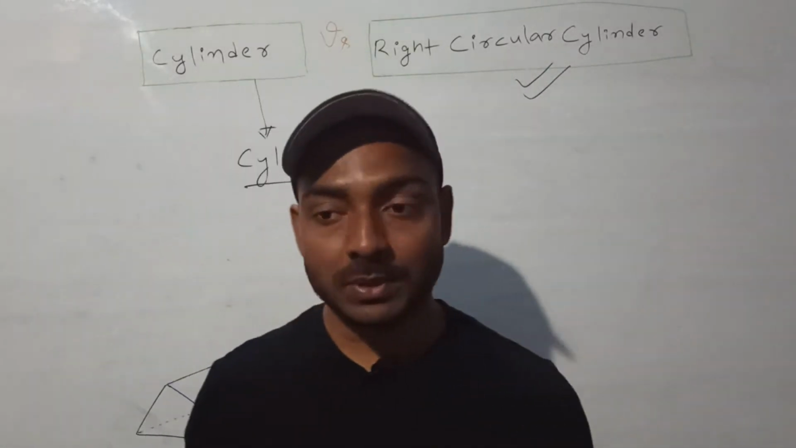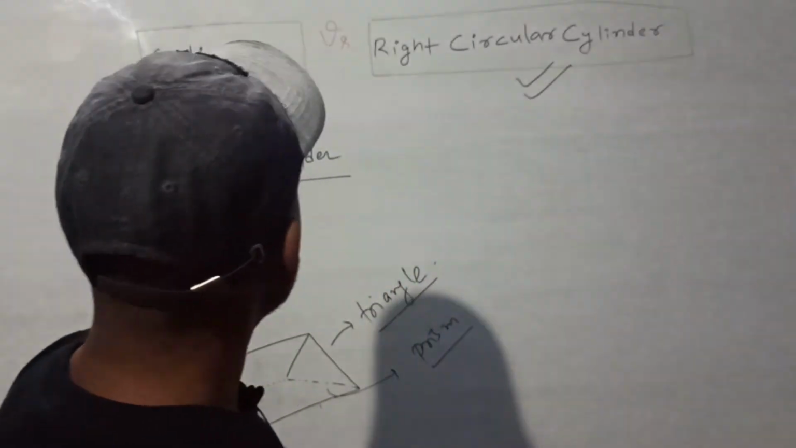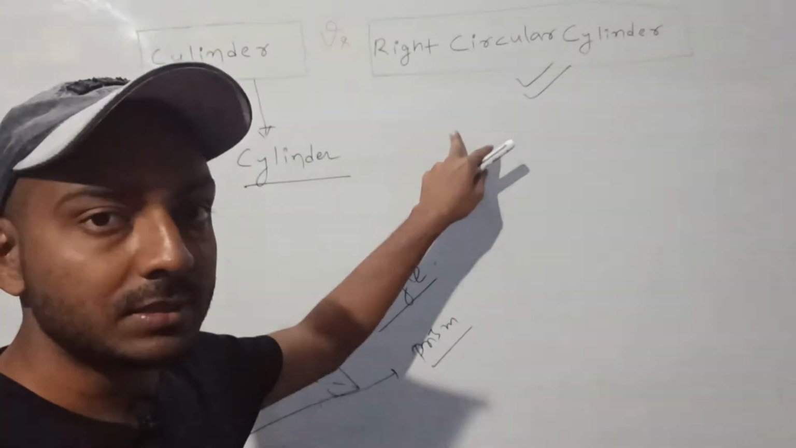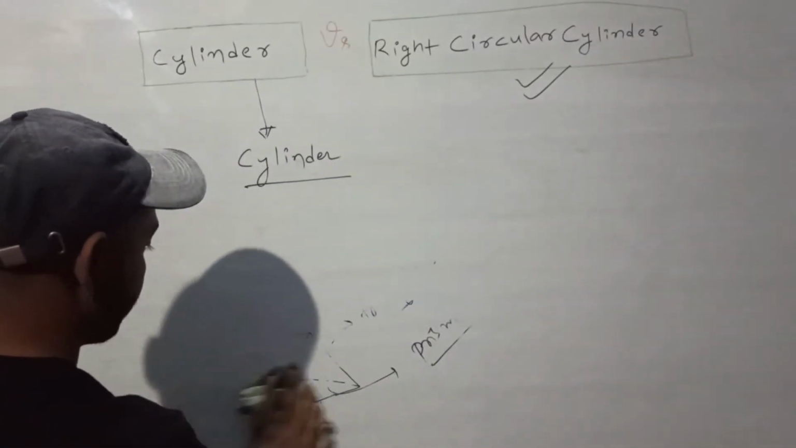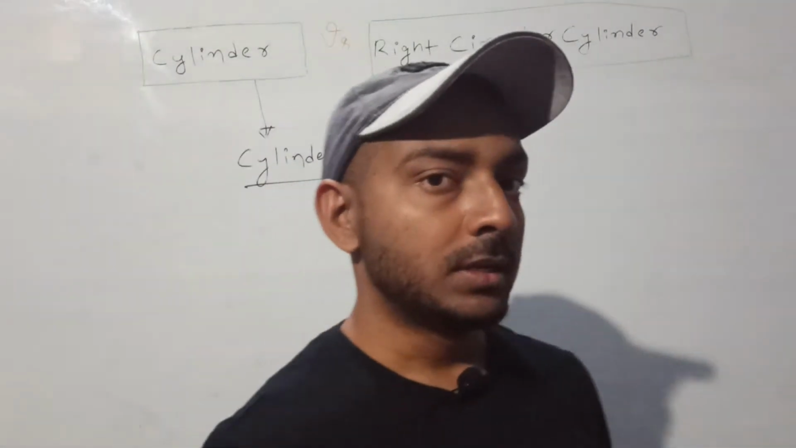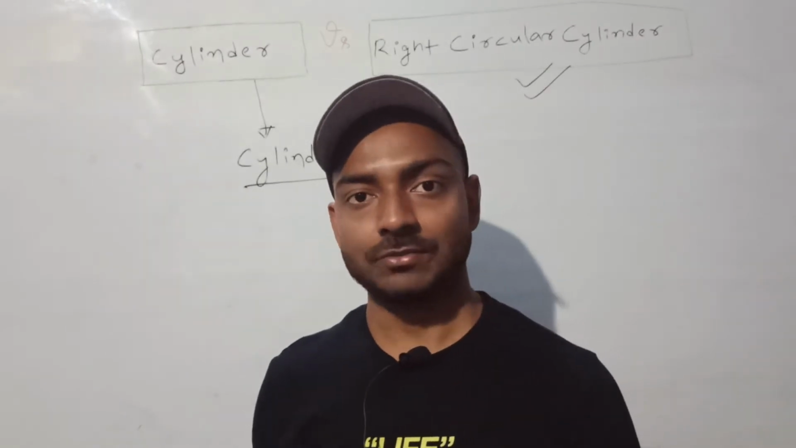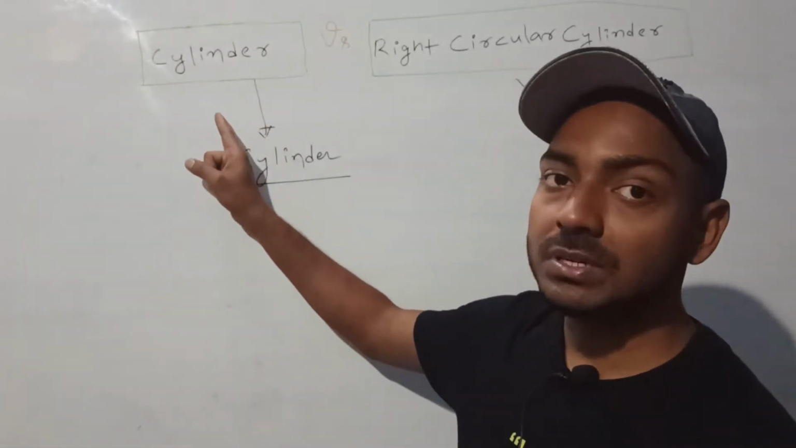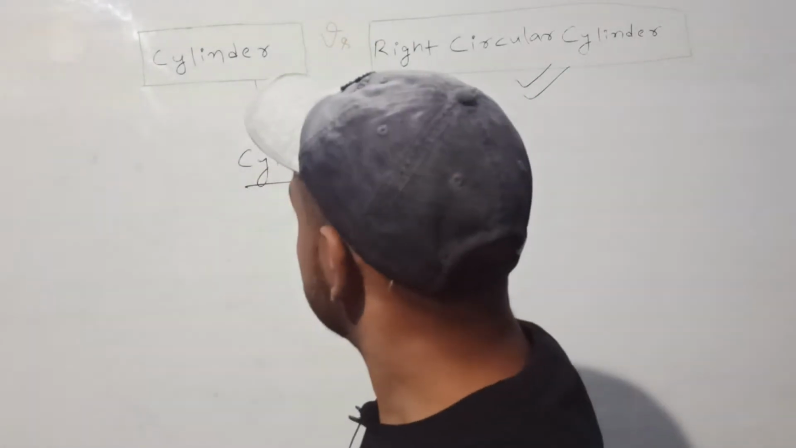So students, I hope you all have understood the difference between a cylinder and a right circular cylinder. Okay, so I can say that every right circular cylinder falls under the category of cylinder, but the reverse is not true. Okay, my friends.